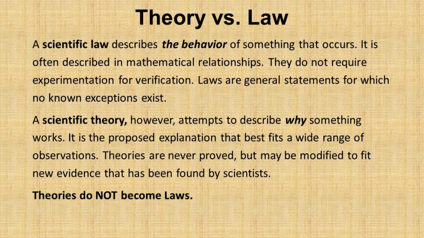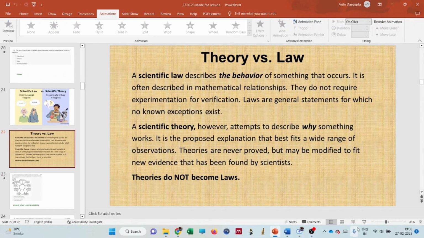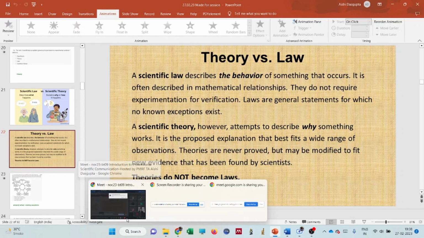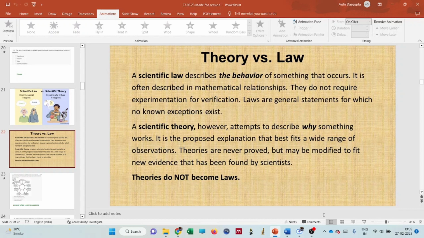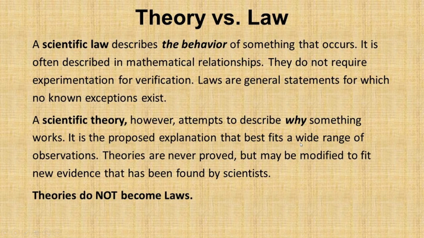But a scientific theory, however, attempts to describe why that thing is happening, why something works. And it is the proposed explanation that best fits a wide range of observations. So people have done experiments, they have shown observations, and they are proposing an explanation that fits a maximum range of observations. So theories are never proved. Proved is a very strong word. Proved is like there is nothing you can question above that. So they are never proved as such, but maybe modified to fit new evidence that has been found by scientists. So theories do not become laws.